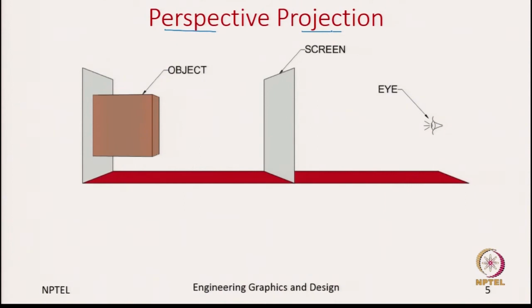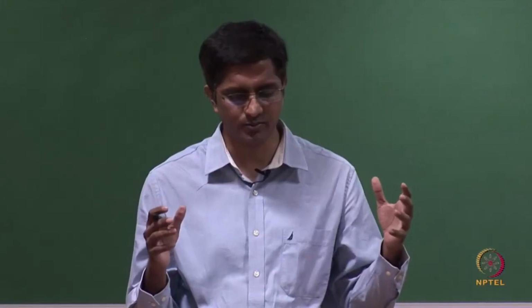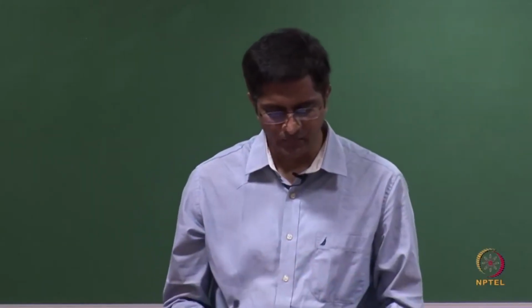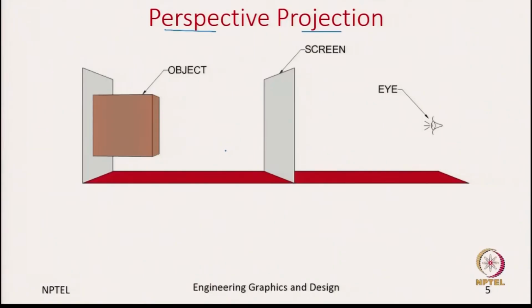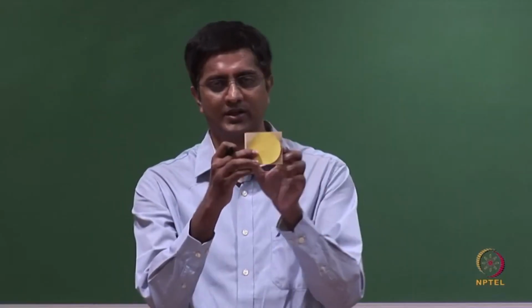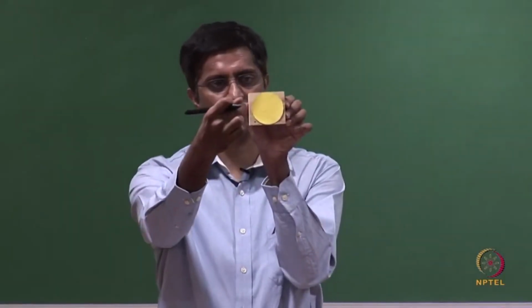So, let us again have the same example where we have an object to the left, we have the observer at the other extreme, and in between we have the projection plane. Here we are thinking of the observer looking closer to the object. So, the observer is in the proximity of the object and he is looking at it. So, the object is something like this. So, you are looking into the object.